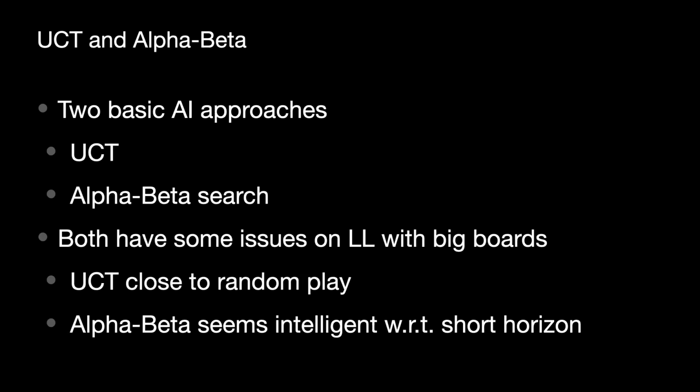Alpha beta is intelligent, but with respect to a short horizon. It can look about 4 steps ahead, and within those 4 steps it will try to minimize how many of my pieces are getting captured and how many of the opposing pieces I can capture. So at least that one can be a bit better than random, but only up to a relatively short time horizon.